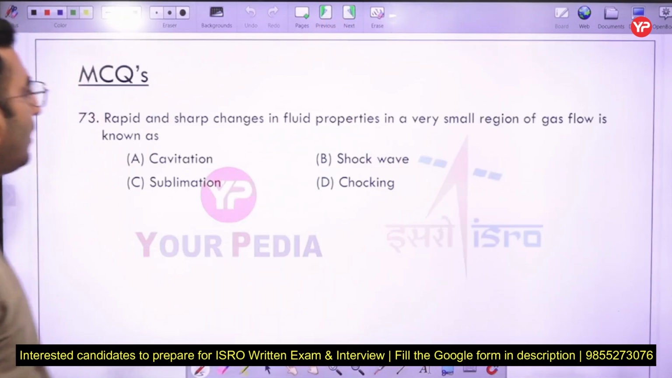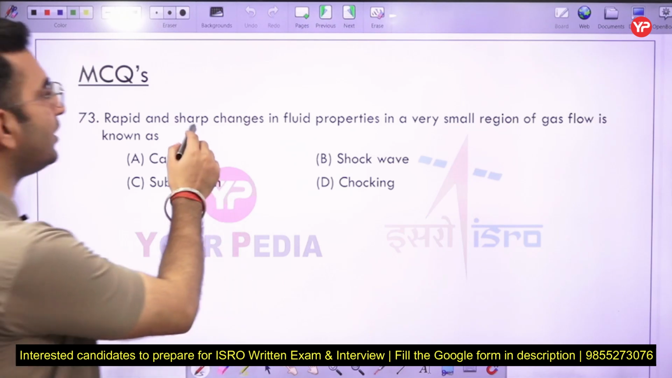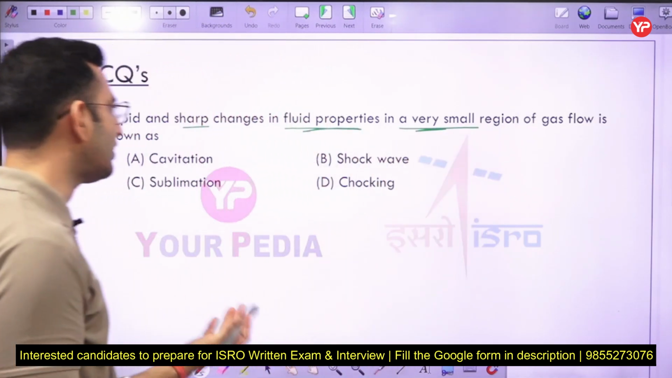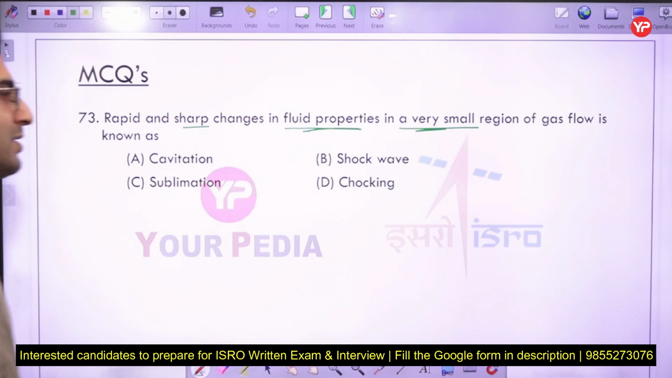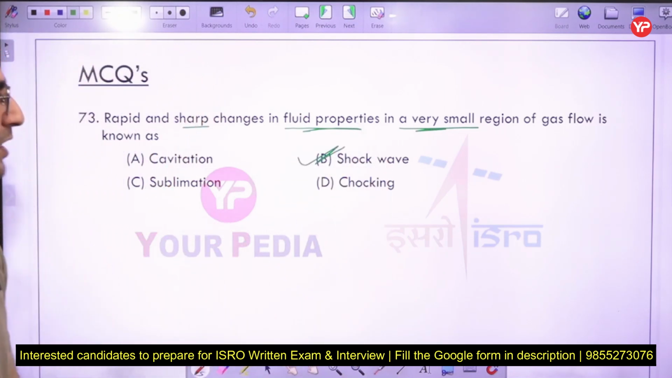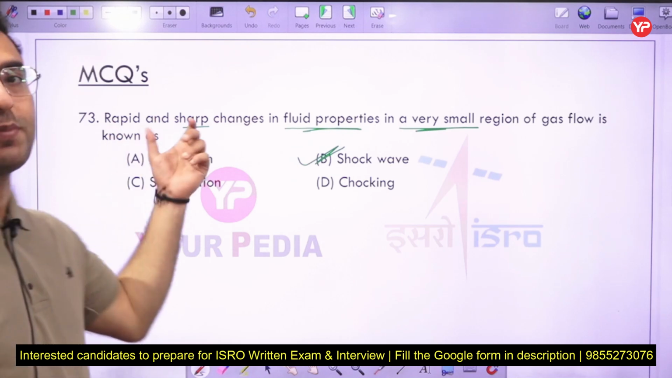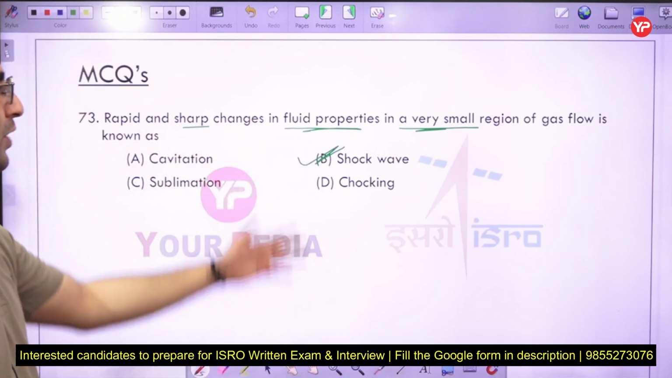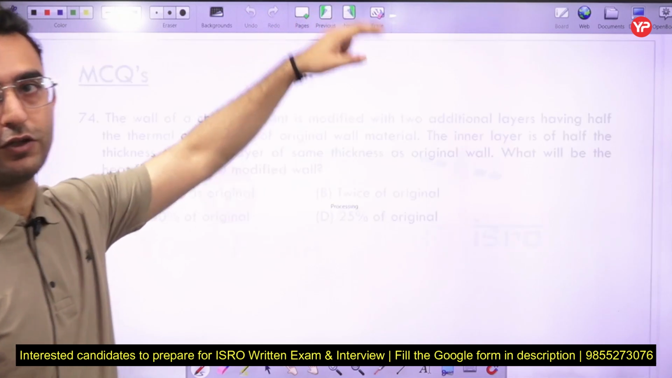Next question, rapid and sharp change in the fluid properties in a very small region of the gas flow is known as the... Okay, that's a simple definition of a shock wave. There is nothing to explain here. A shock wave basically represents rapid and sharp changes or the generation of waves which can disturb the entire system. So that is the definition of shock wave.